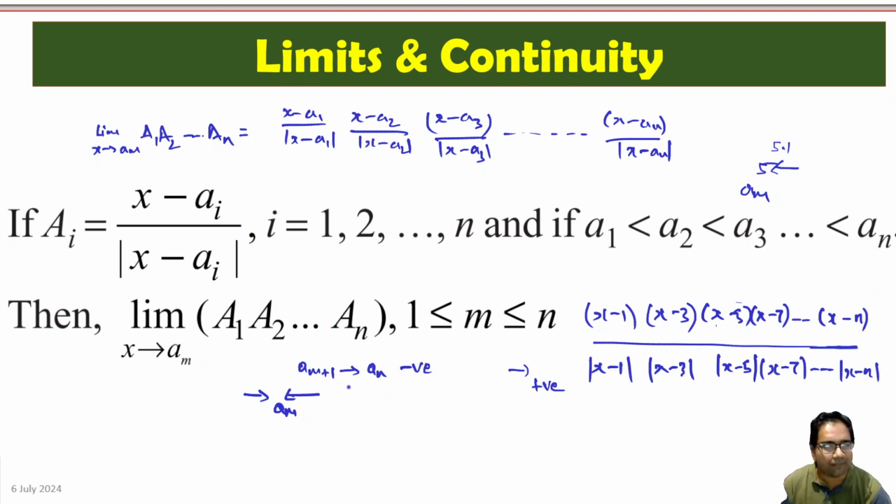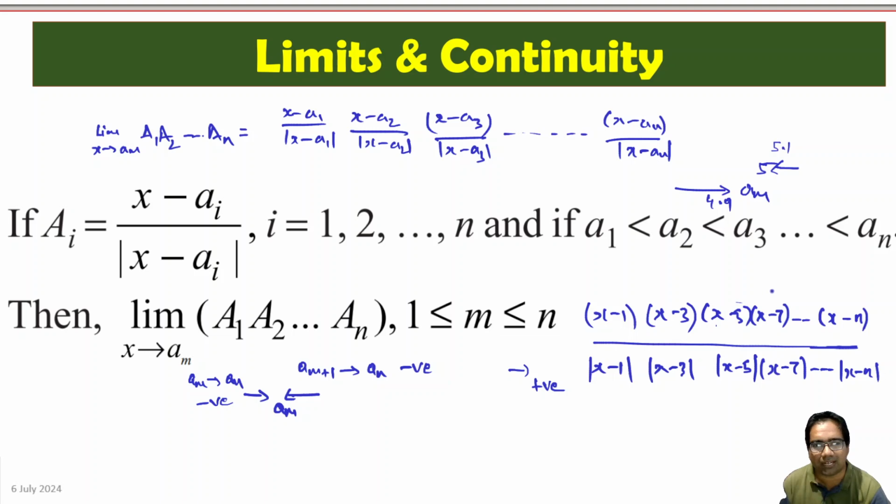Now, when you are approaching from the left hand side, what will happen? This term will also become negative. We have something like 4.9, and 4.9 minus 5 also becomes negative, and the remaining ones are anyway negative. So what does that mean? When you are approaching from the right hand side, am plus 1 to an are negative. When you are approaching from the left hand side, am to an are negative.